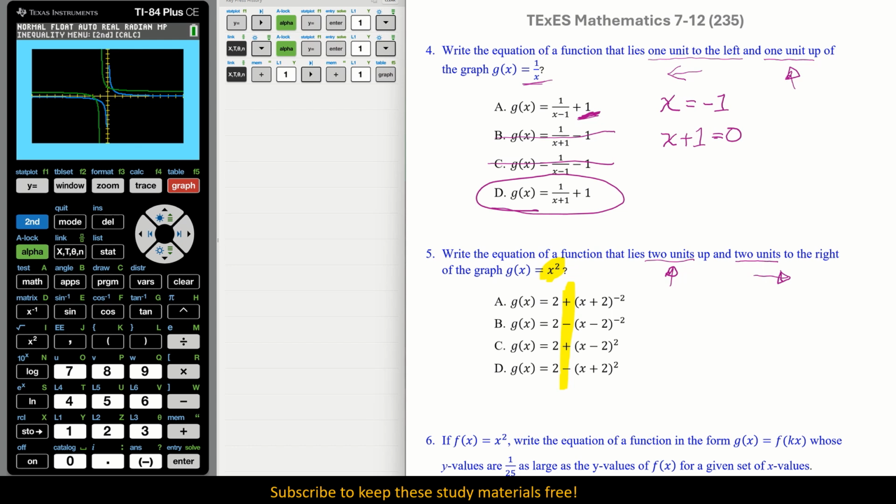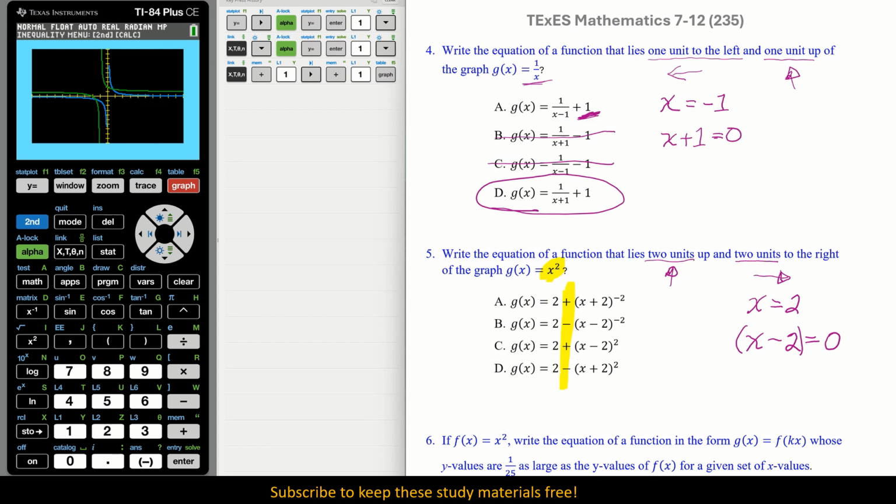Well, it says that we need to go to the right. So that means x would actually have to equal 2 to go to the right. So that means x minus 2 would equal 0. So kind of working backwards. Let's see which one of those.